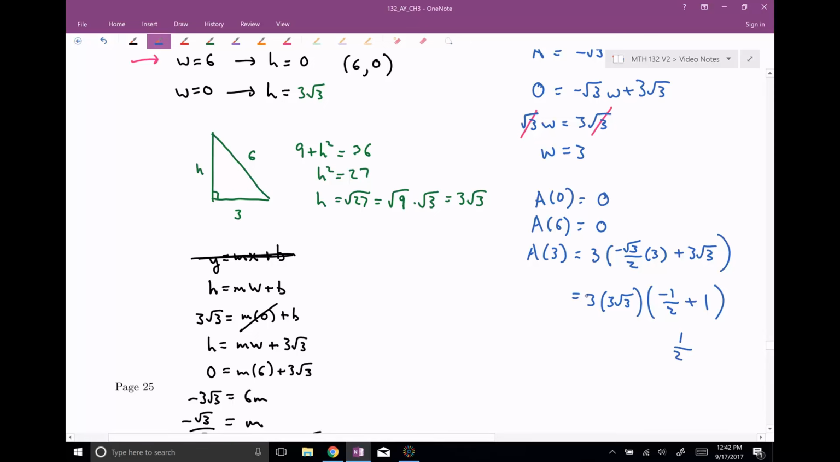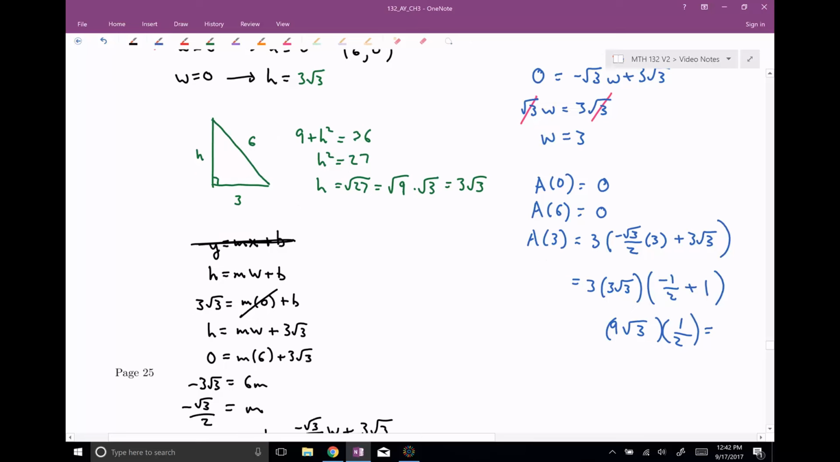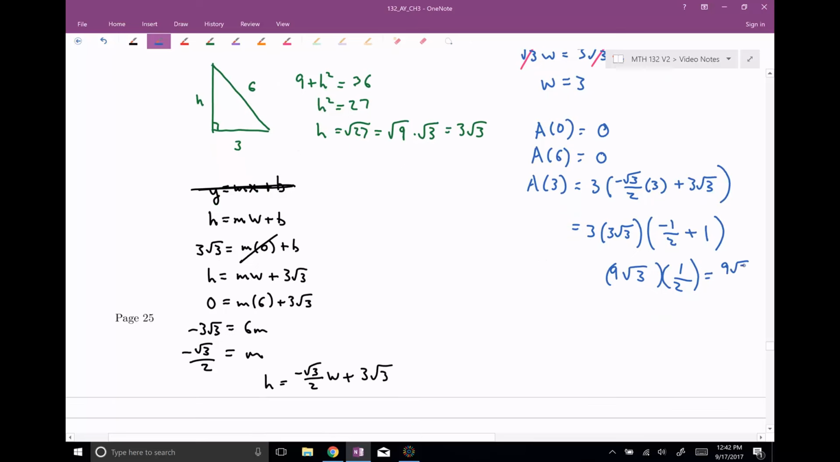I can also start combining stuff out here, right? 9 root 3 times our 1/2, or we can finally simplify this down to 9 root 3 over 2. Okay, so that's the biggest one. So this is going to be the absolute max.